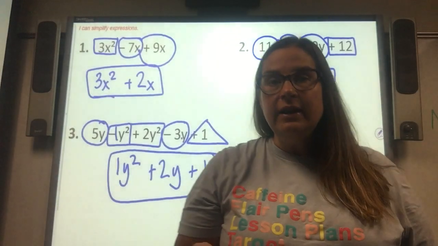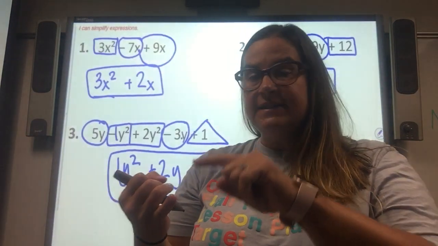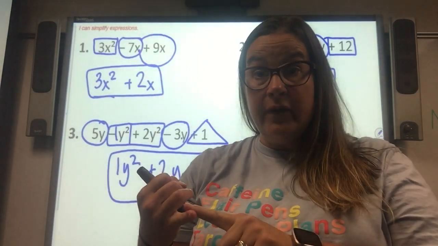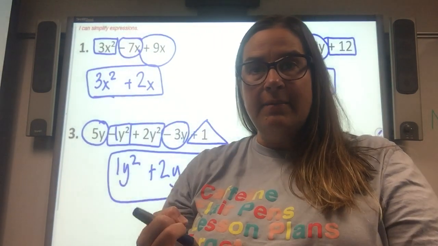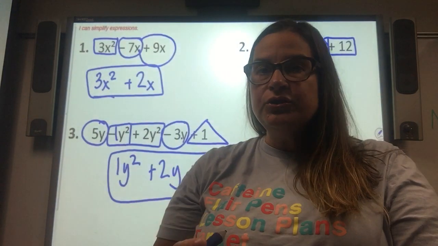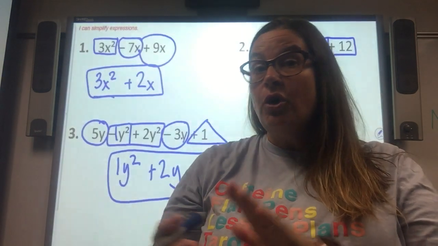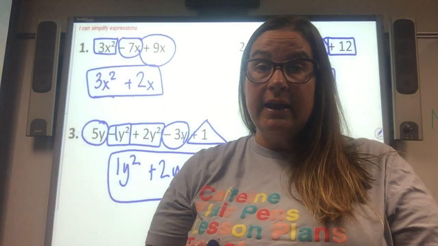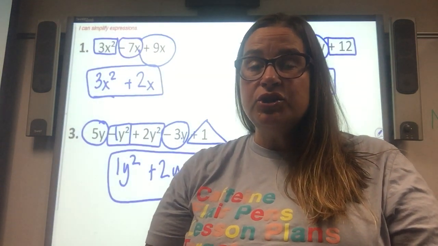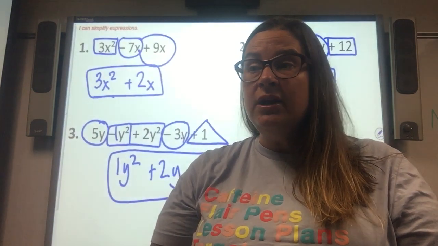So that's combining like terms. You want to make sure they have the same base or the same variable. You want to make sure they have the same exponent. It's important to look at the sign in front of it so you know if it's a positive or a negative.